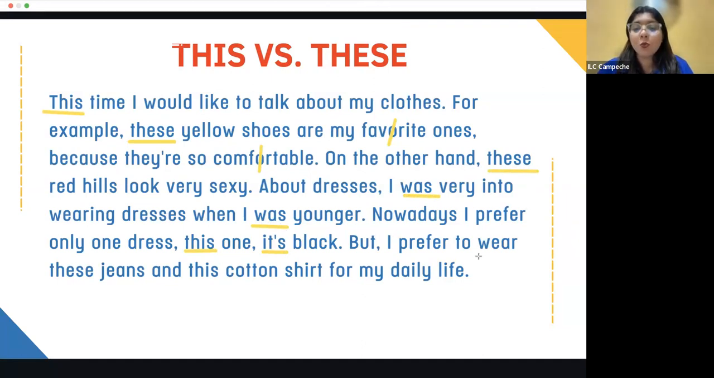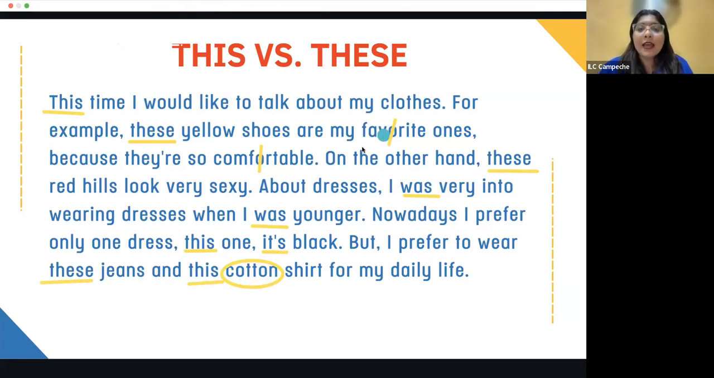But I prefer to wear, don't say wear, to wear these jeans and this cotton shirt for my daily life. Just to point out, you can say cotton, British. In the US, I believe they say cotton. In British, I think it sounds cotton, maybe. And maybe also can sound cotton.